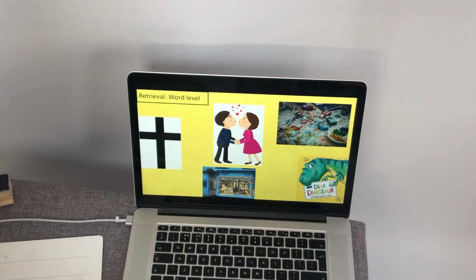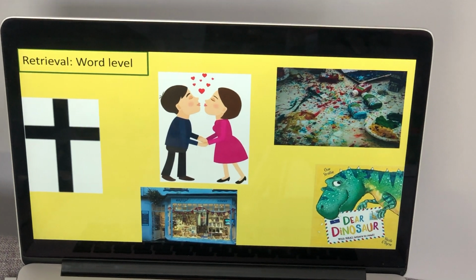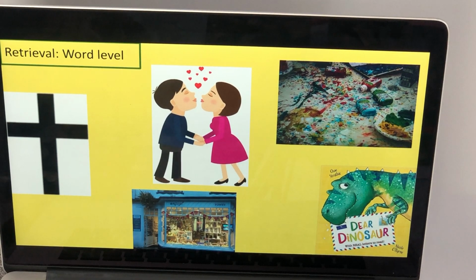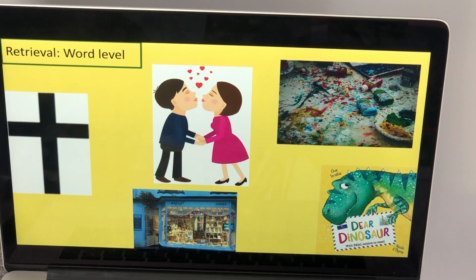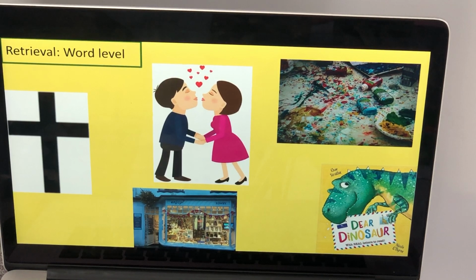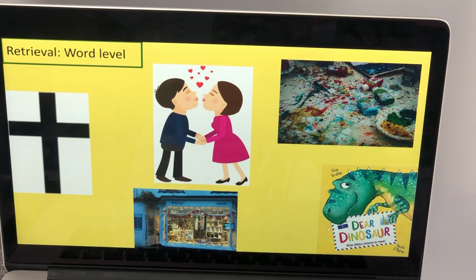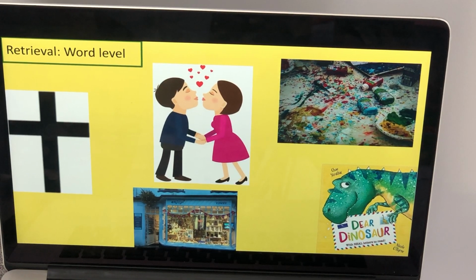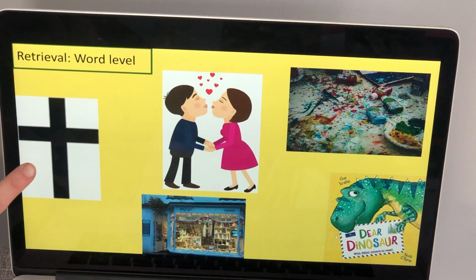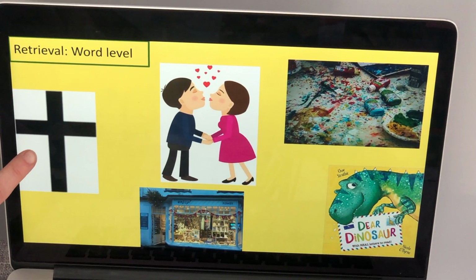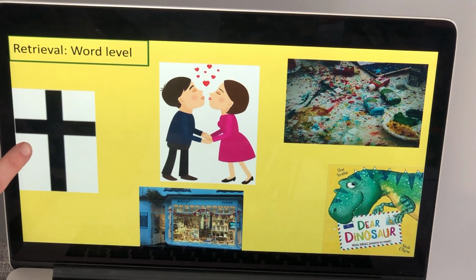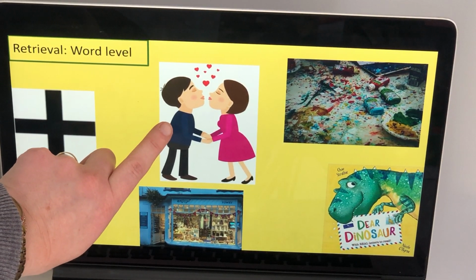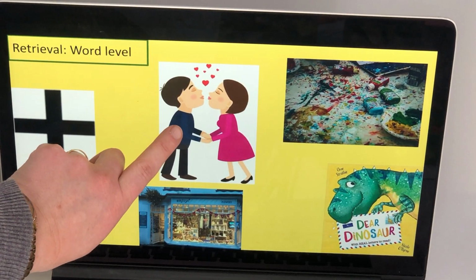Have a look at these pictures and see which words you think are represented by the picture that end in the sound S. Remember, one of the pictures might be there to trick you. Press pause on the video and have a go. Here is a picture of a cross. Cross ends in the sound S. Here is a picture of a kiss. Kiss ends in the sound S.